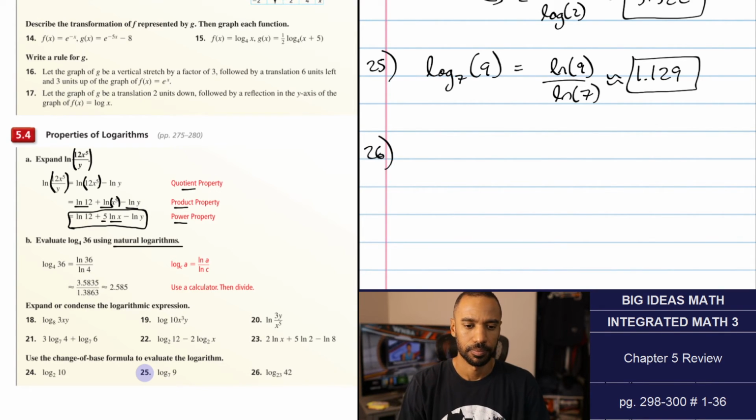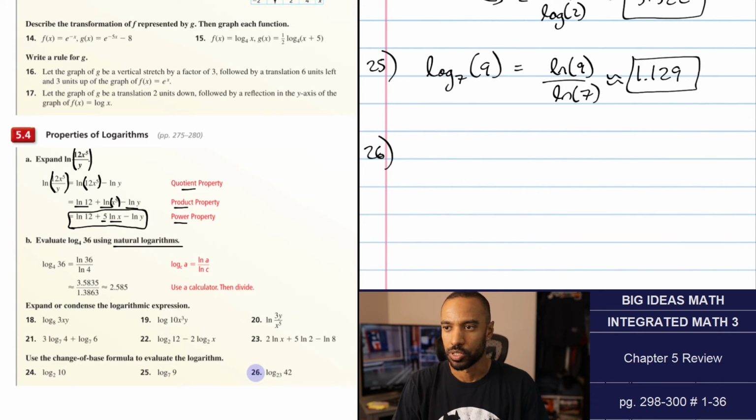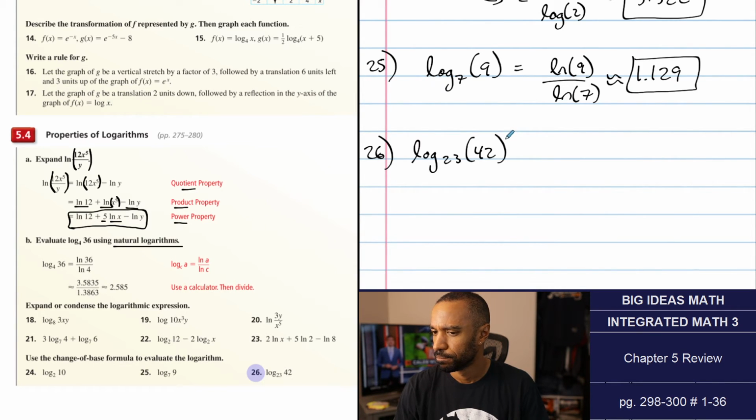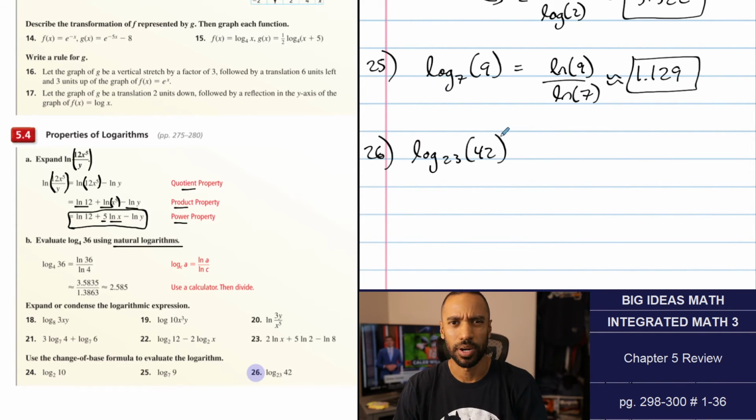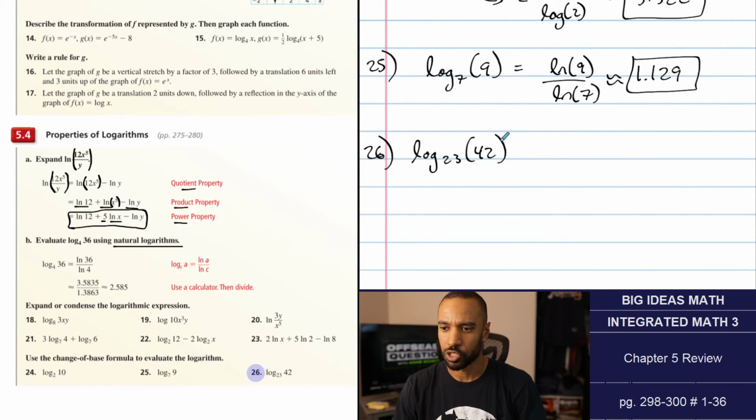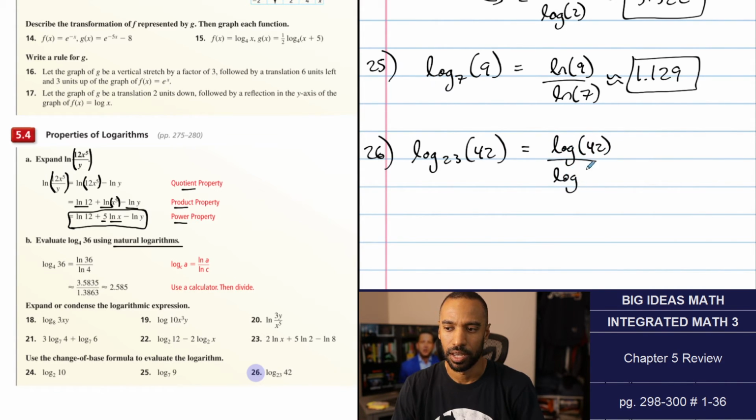Number 26. Last one in this section. We have log base 23 of 42. Interesting set of numbers. Don't really know what to say on them other than I expect a number close to 1 again. What's 23 squared? I don't know. 529, I think. Might be 529. Anyway, 23 to the first power is 23. 23 squared, I think, is 529. This will be between 1 and 2, and much closer to 1, again, I'd say.